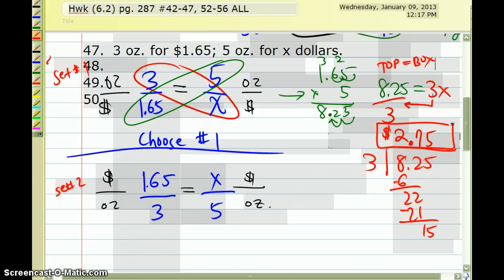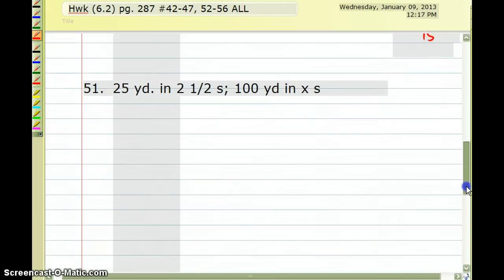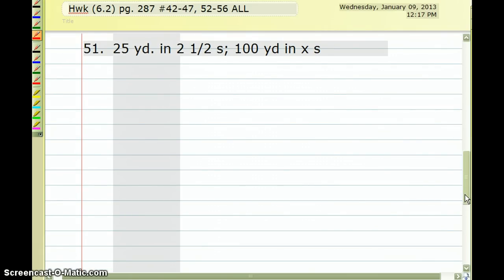46, actually. This is problem 46. The numbers are all kind of getting mixed up here. I'm so sorry. And then we're going to work on 51. Oh, I don't know if that's 51. Actually, this is problem number 49.